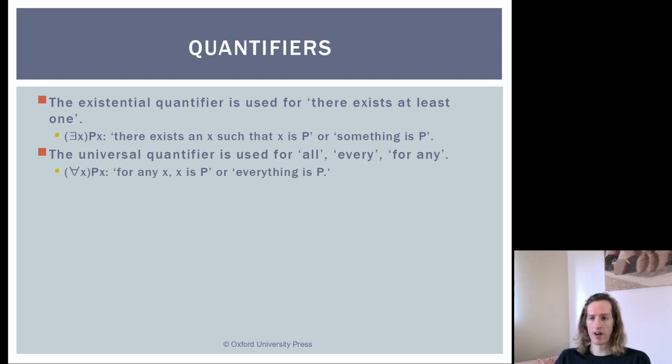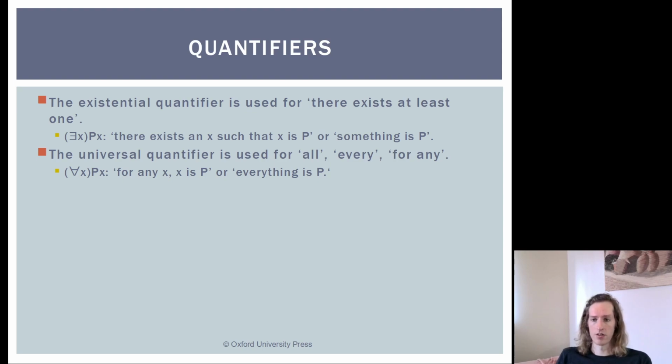So the existential quantifier is used for "there exists at least one." This could also be translated as "something." There is at least one thing that has this property. So this first formula here, where we can see the existential quantifier in front of the Px, we could read as for at least one x, or the way it's written here, there exists an x such that x is P, or something is P. There is at least one x that has the property P.